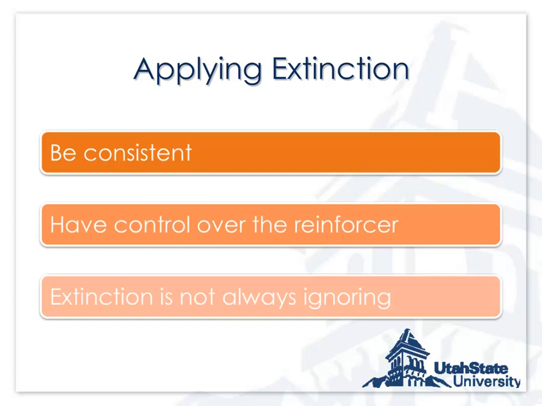Finally, note that extinction is not always ignoring the person. If the behavior is maintained by escape from demands, ignoring or excluding the person would make that situation worse. In other terms, it would reinforce that behavior. When you are dealing with escape-maintained behavior, implementing an extinction procedure would consist of keeping those demands in place and not allowing for escape from the activity.